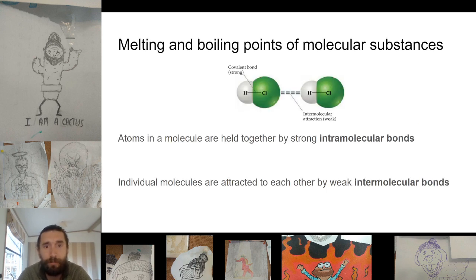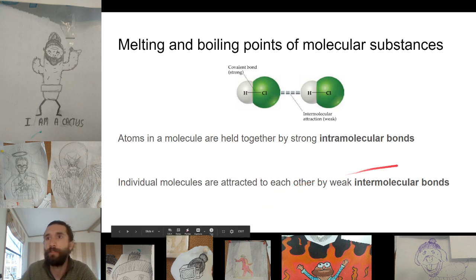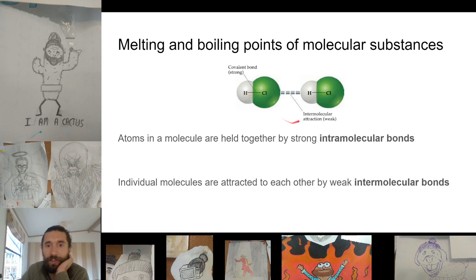The next property is the melting and boiling point. So first we have to look at the different types of bonding inside a molecule. We have things called intramolecular bonds and intermolecular bonds. Atoms inside the molecule, so here's one molecule here, HCl, and here's another molecule. These two atoms inside the molecule are held together by very strong intramolecular bonds. Intra means like within the molecule. These intramolecular bonds are covalent bonds and they're very strong.